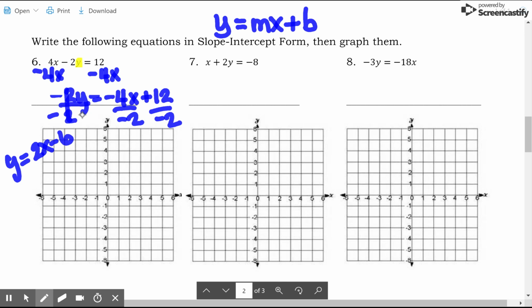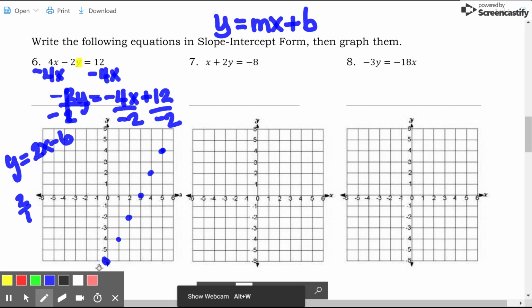So on my graph, I'm going to start at negative 6. My slope is 2. So slope is a rise over a run. So I'm going to rise up 2 units, run 1 unit. Up 2 over 1, and repeat. And it should look something like this.